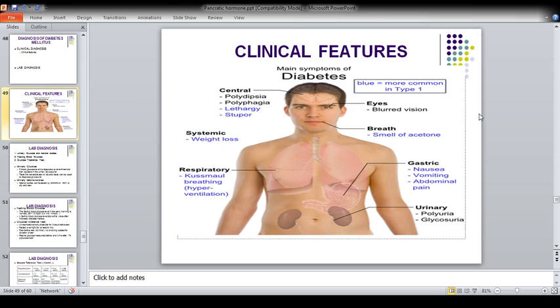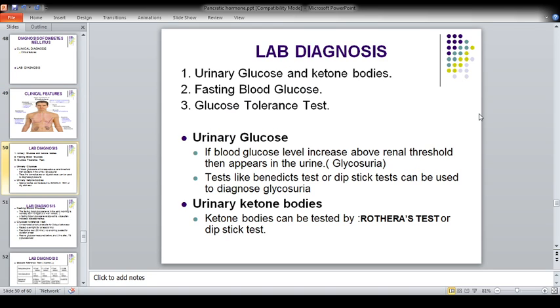There can be some gastric upsets such as nausea, vomiting, and abdominal pain. These are also more common in type 1 diabetes. And then there is polyuria and glycosuria in the urinary system. That is frequent urination, urination in large amounts, and presence of glucose in the urine. Now these were the clinical features.